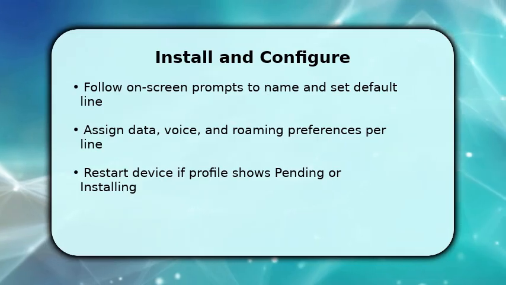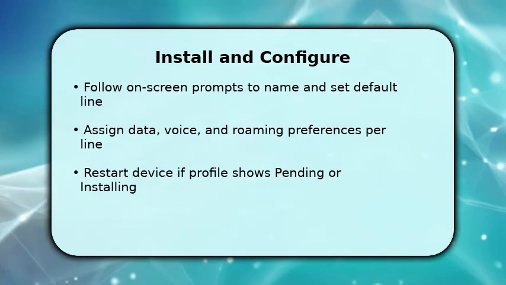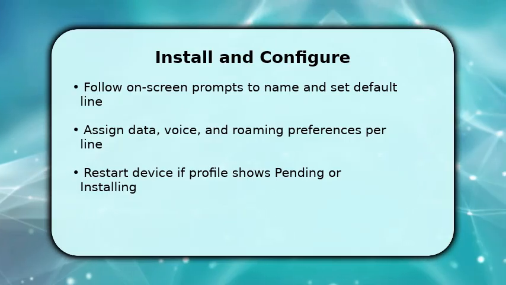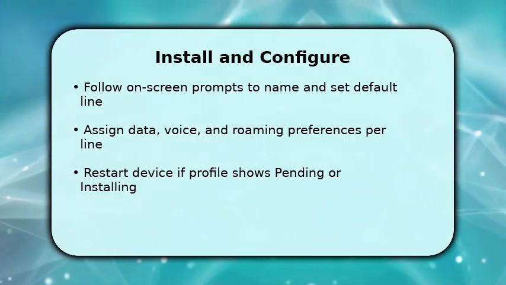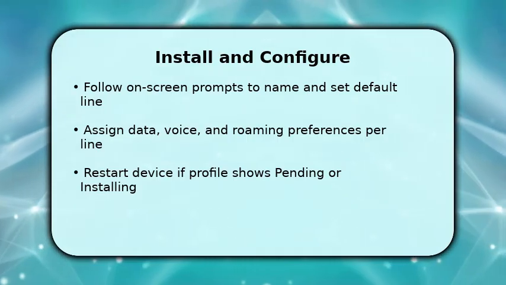If the carrier requires activation, allow a few minutes for network registration. Also, check cellular plan settings for APN or data settings and input manually if instructed. If things stall, a restart often forces the device to register with the carrier network.